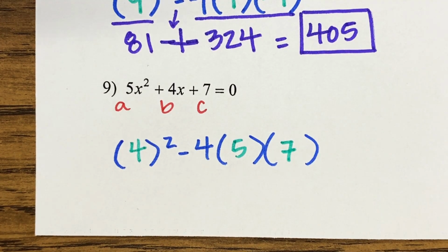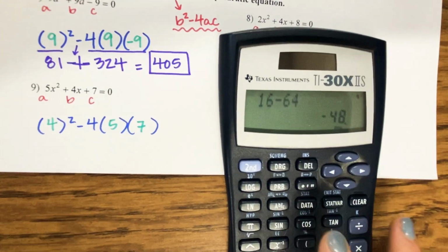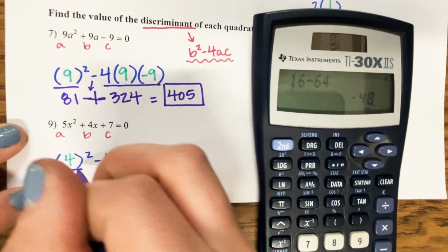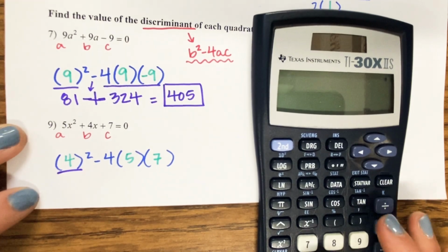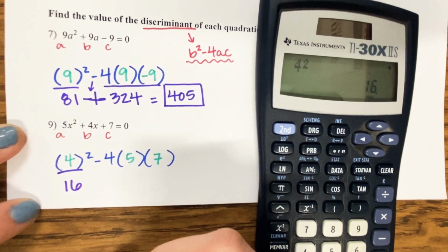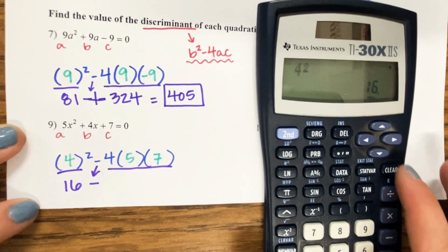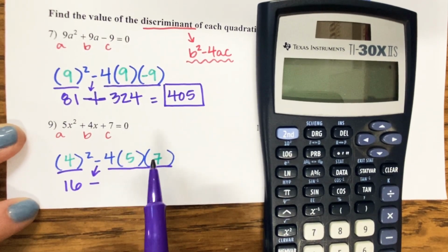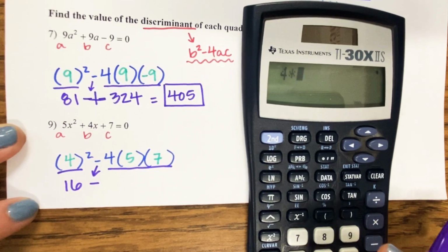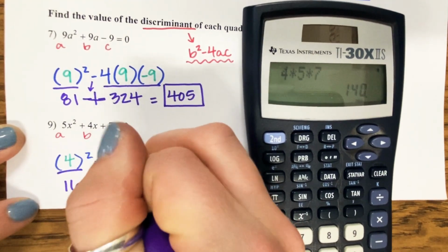Okay, beautiful. We've filled in our discriminant piece, so we can use our calculator to solve for it. The first piece I want to put in my calculator is 4 squared. So I'm going to clear it out and do 4 squared. It's going to give me 16. We know we're going to subtract the next piece, and my next piece is 4 times 5 times 7. So I can punch in 4 times 5 times 7, and I get 140.